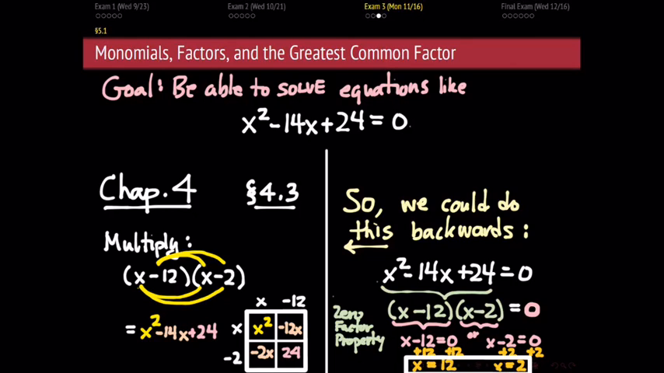And what we end up with here, in this example at least, is an equation that has two different solutions. x equals 12 will make this equation true. x equals 2 will also make this equation true. And our other methods of solving equations that we had before would never have led us to more than one possible answer. These methods can, and that's what makes them different.